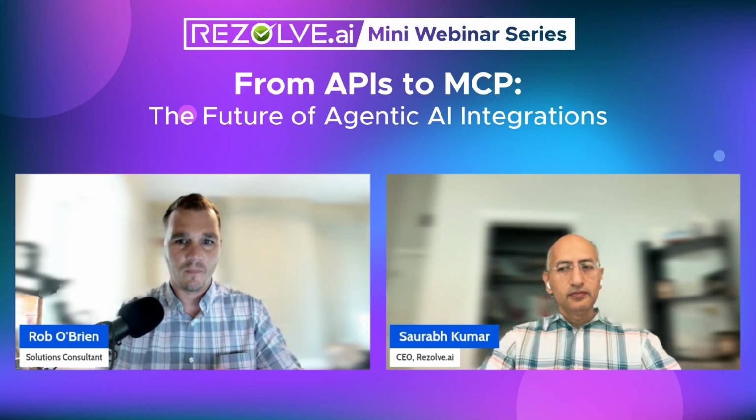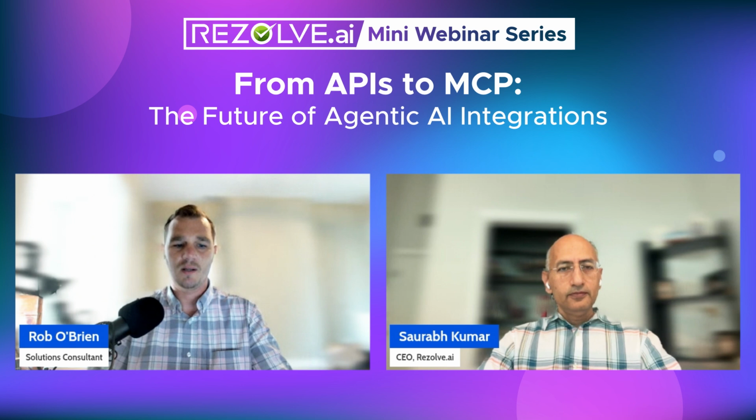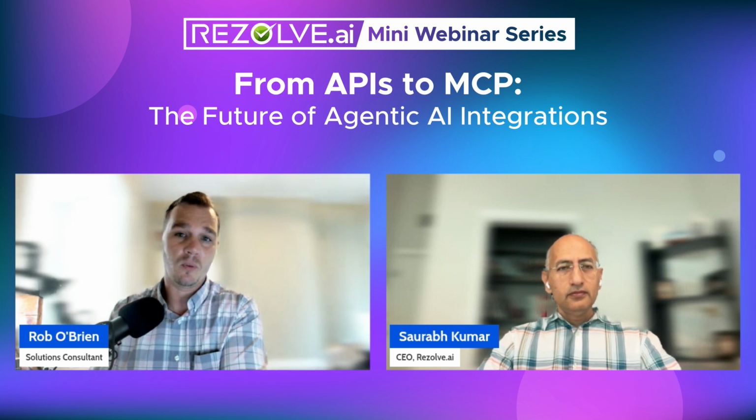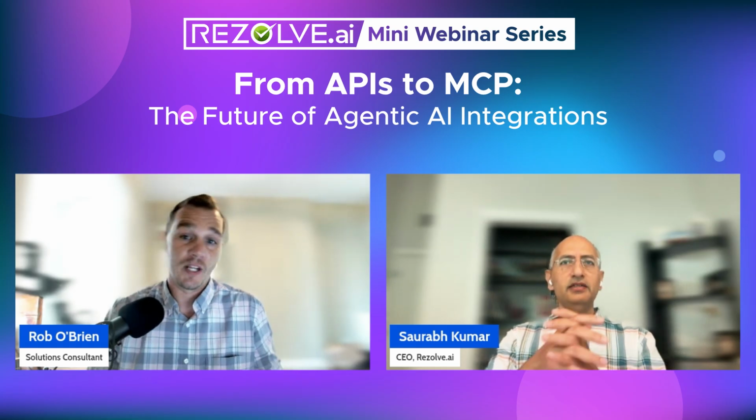So another acronym floating around is A2A, or agent to agent. So here's the big question: is MCP basically the same thing with a different label, or is there a real difference here? And where do they overlap? Where do they diverge?